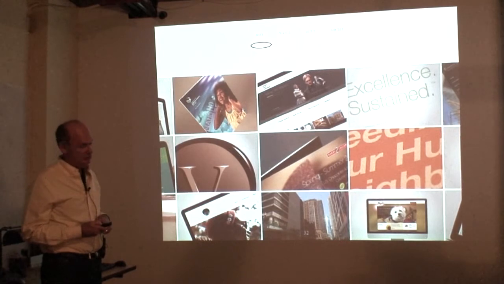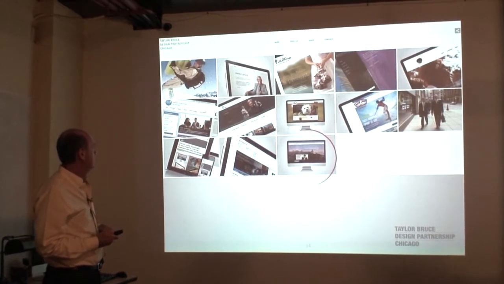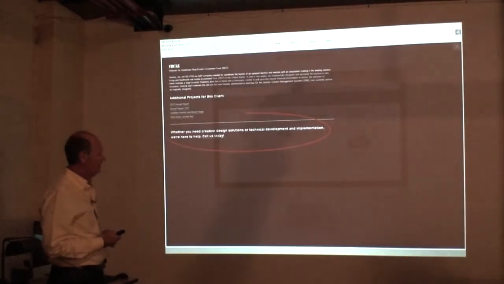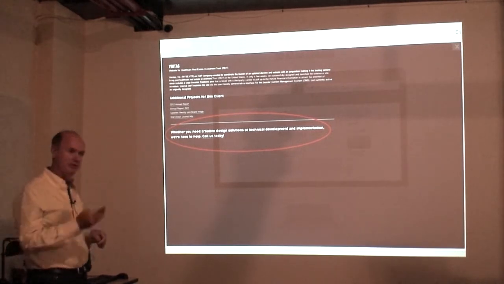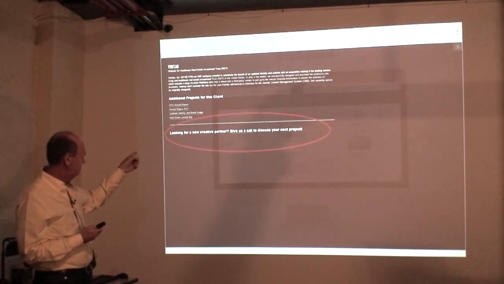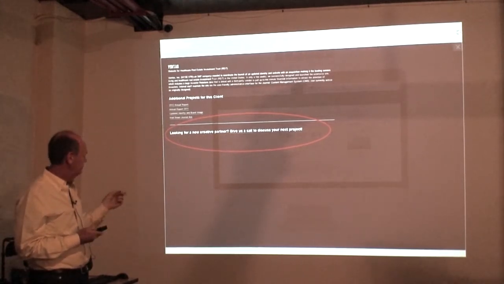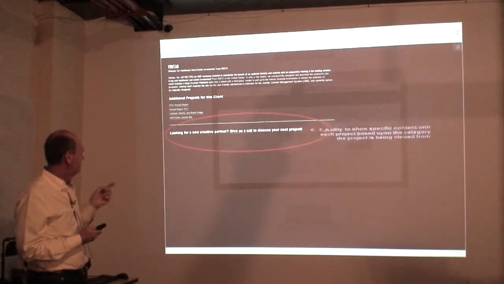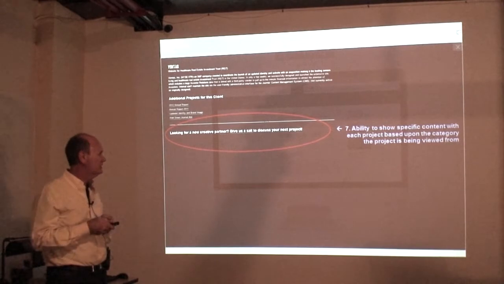If I go to digital, I will see that same project, along with all the digital projects, and I can get to it in the same way by just clicking on it. But you'll notice that I have a different call to action. That's because that one came from the featured, and it's different than the same project, which is what you're seeing here. So that last one was from the digital, and this one is from the featured. So it really does give me the ability to show specific content with each project based upon the category that the project is being viewed from.